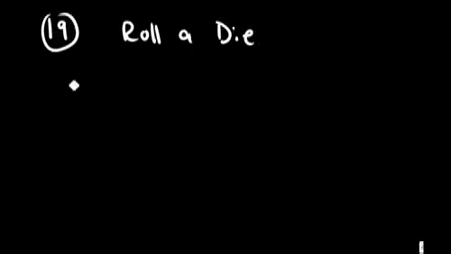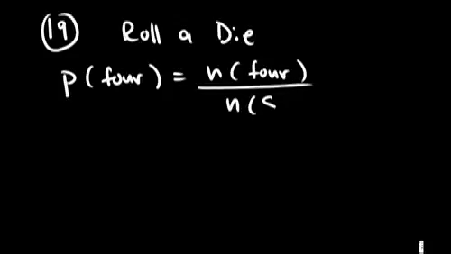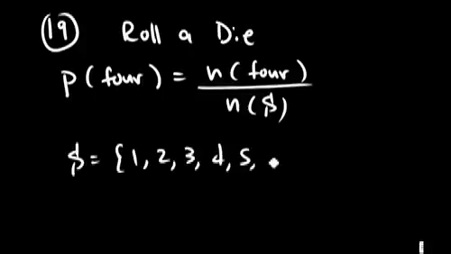Question 19. You roll a die. The question is, what's the probability of landing on a 4? Well, that's found by determining the number of outcomes associated with landing on a 4 divided by the total number of possible outcomes. When you roll a die, you can roll a 1, a 2, a 3, a 4, a 5, or a 6. So there are 6 outcomes in the sample space.